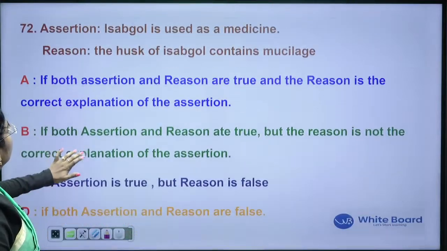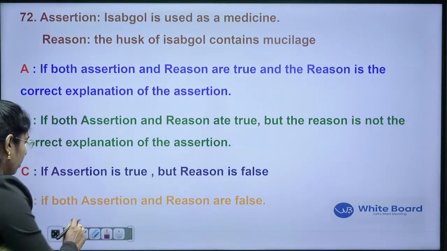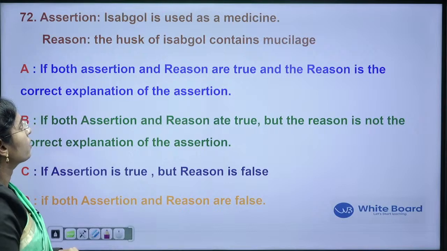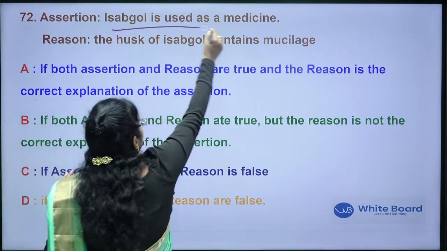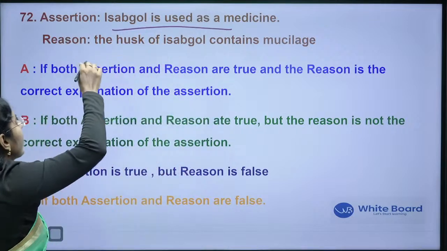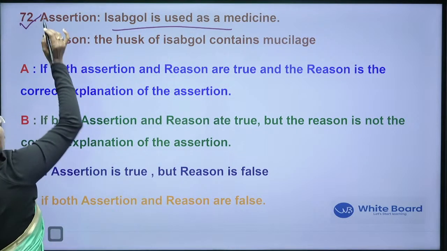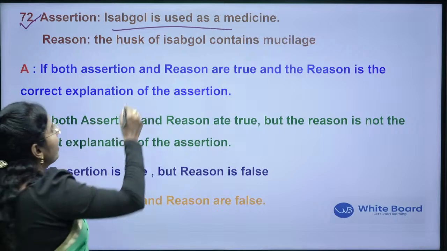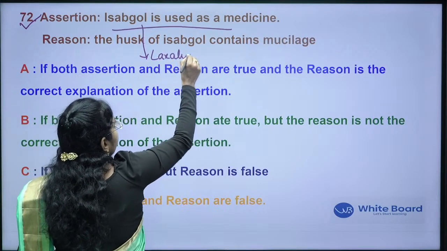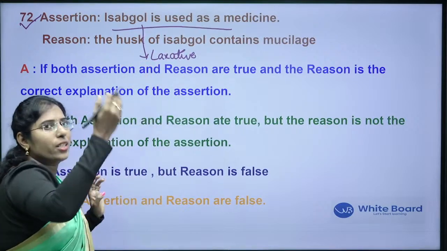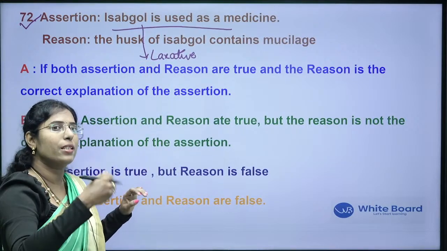72, assertion. So, what is the assertion here? TA is used as a medicine. Yes, that's true, because TA has a laxative property. TA has a laxative property, which is used for treating constipation, which means it evacuates the bowel.